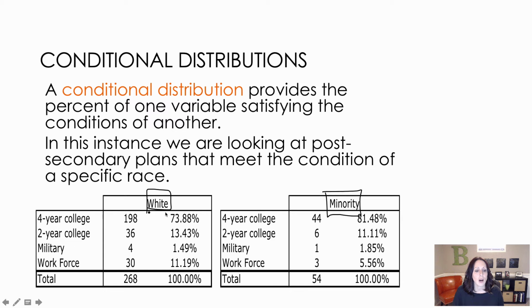So looking at it now, it looks like more minority students went to a four-year college than white students did. A few more white than minority went to two-year colleges. Looking at the military, those are fairly similar, but this one is kind of a big one. It looks like 11.19% of white students go straight to the workforce, while only 5.56 of minority students do. So again, now that's conditional because it's conditioned based on race.